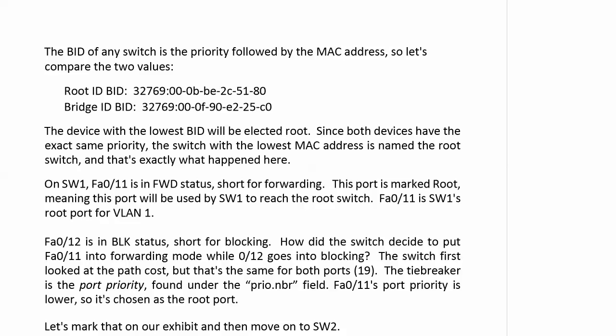When we compare the two values, the root ID and the bridge ID, you can see they both begin with the priority, and of course the priority is at the default, 32768 plus the VLAN number, which in this case is 1. So since both devices have the exact same priority, the switch with the lowest MAC address gets named the root, and that's exactly what happened here.